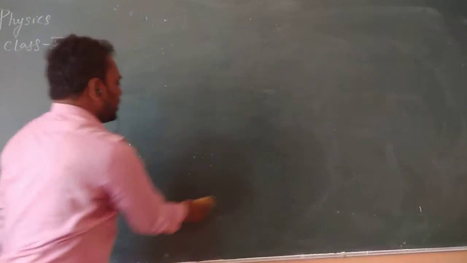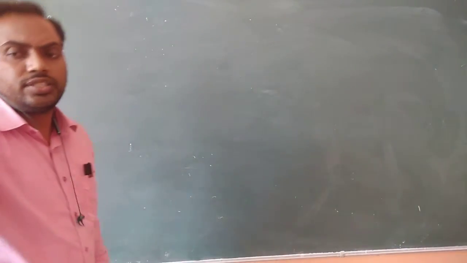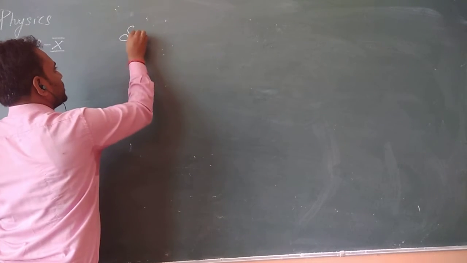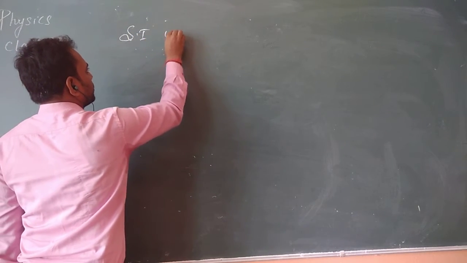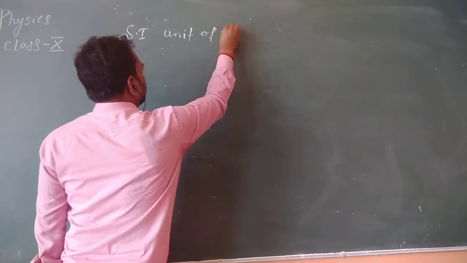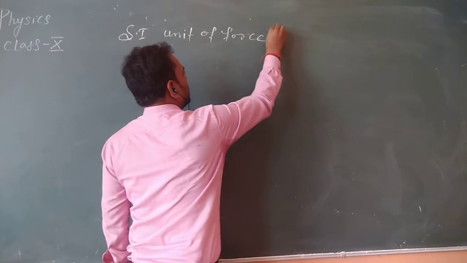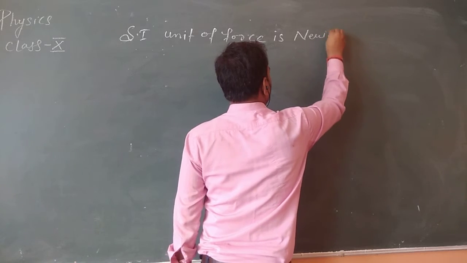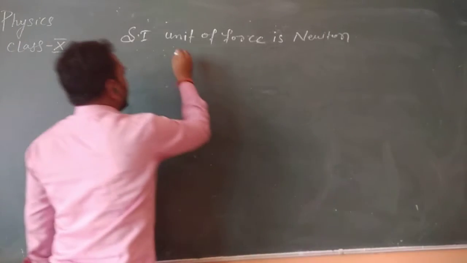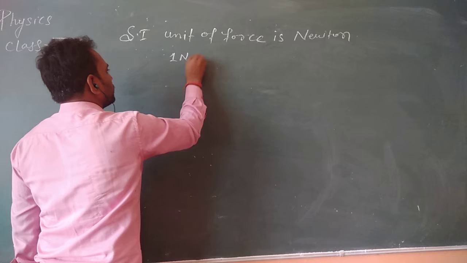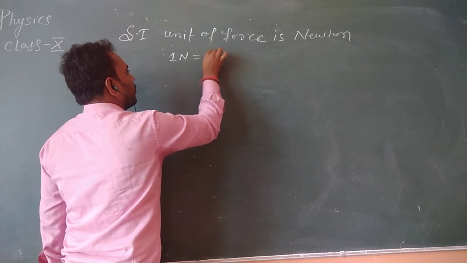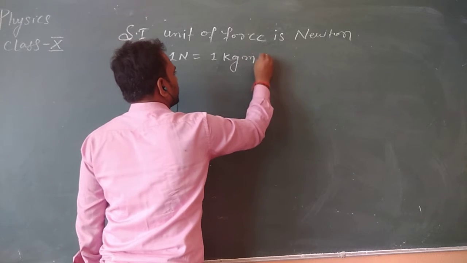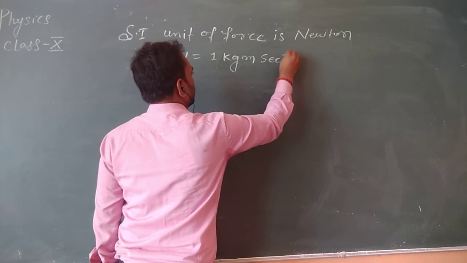So we have studied that the SI unit of force is Newton, and 1 Newton is equal to 1 kg meter second inverse square.